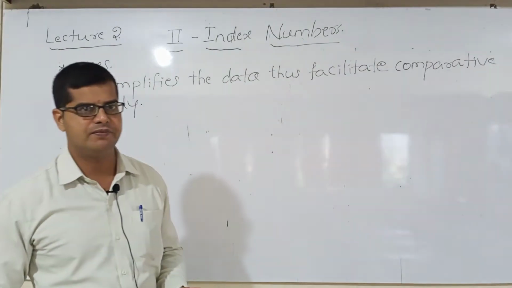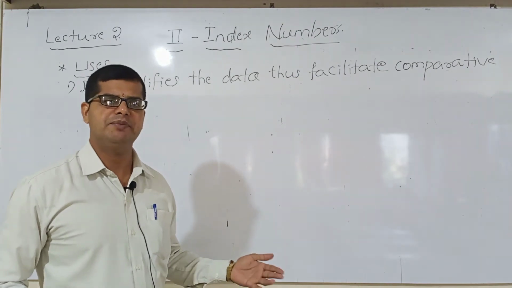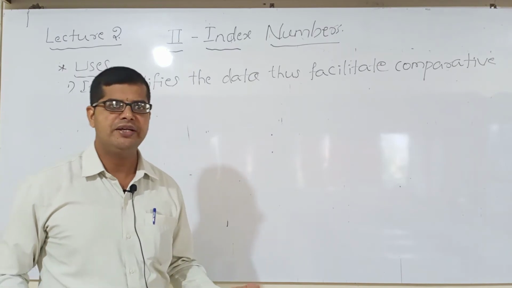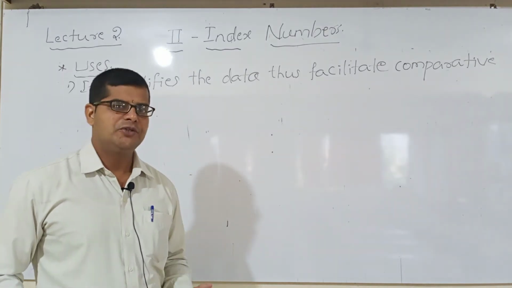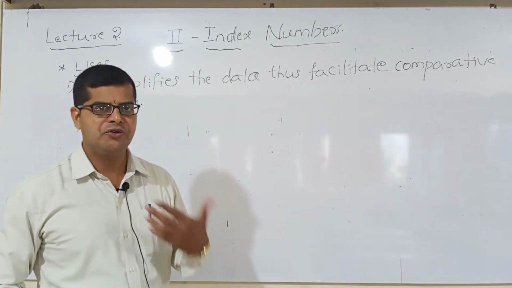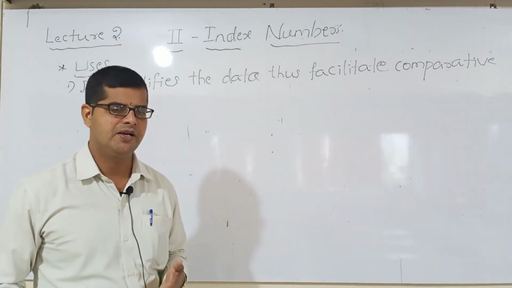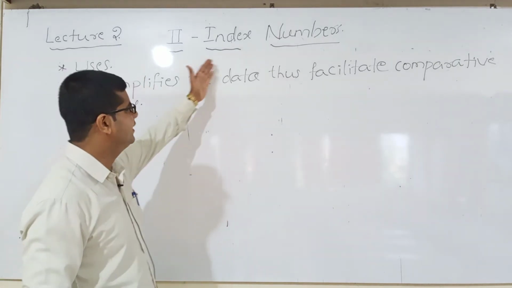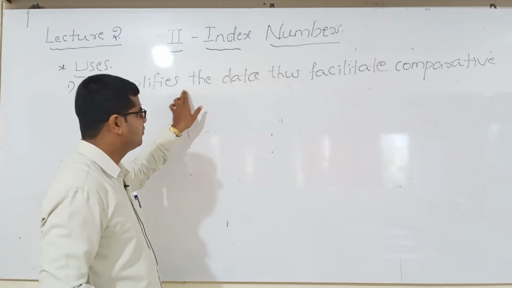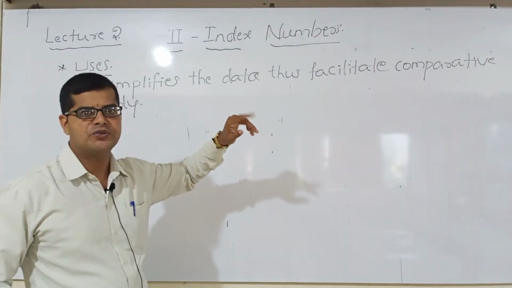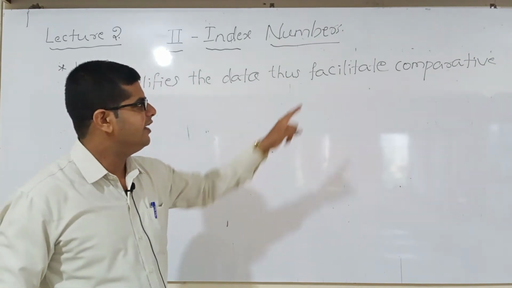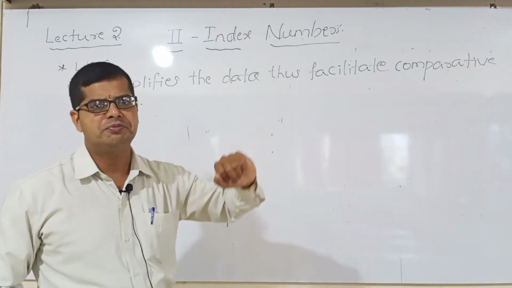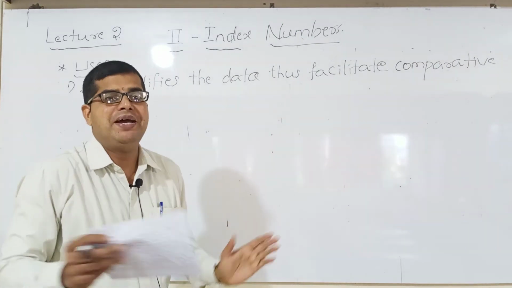It simplifies the data. So we take the same example of the gold price. In 1990 it was 100 rupees per gram. In 2020 it is 1000 rupees per gram. If they ask you what is the change in the price level of gold per gram, you are applying the tool of index numbers and simplifying the data. So 1000 divided by 100 into 100, so 1000% change in the price of the gold comparatively.